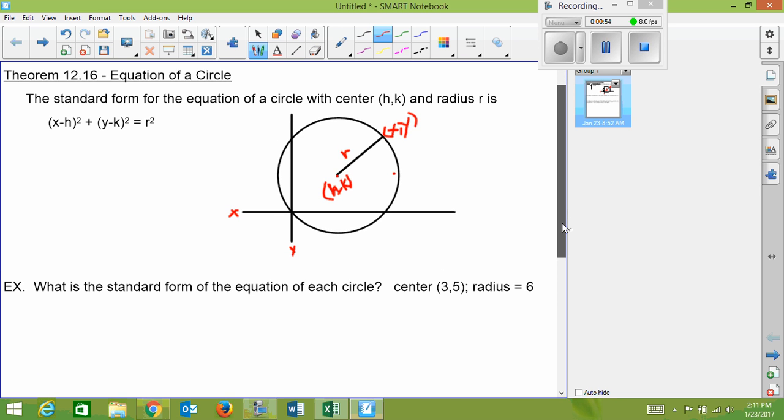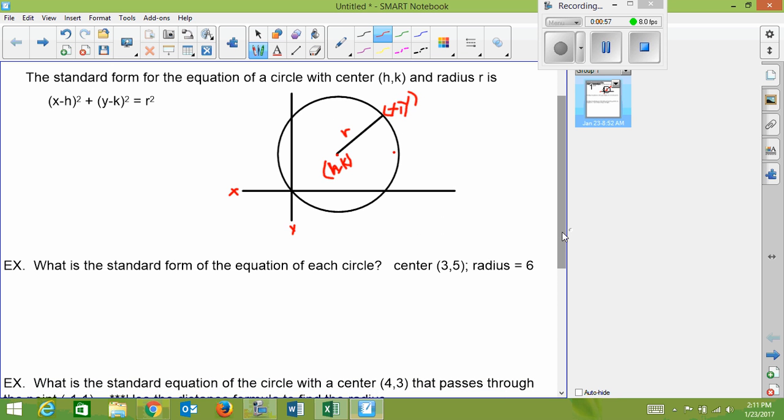So then to be able to actually use that, I have an example here. It says, what is the standard form of the equation of each circle? So the center of the circle is (3, 5), and the radius is 6. Okay. Since it is not on the coordinate plane and I don't have a point there for my x and my y, I'm just going to use x and y in the equation. So just go ahead and plug in your values in the formula. So (x minus 3) squared plus (y minus 5) squared, I'm just plugging in the h and the k from here, equals 6 squared.